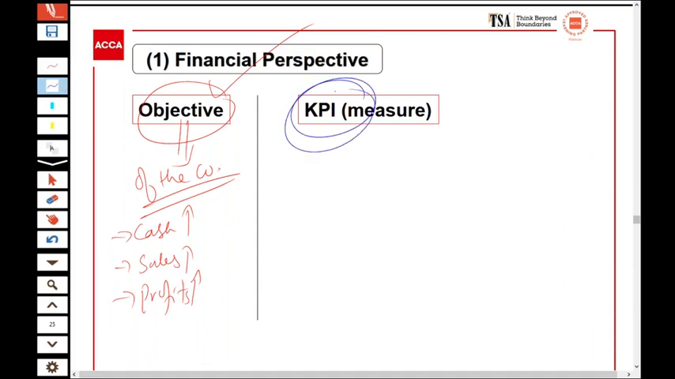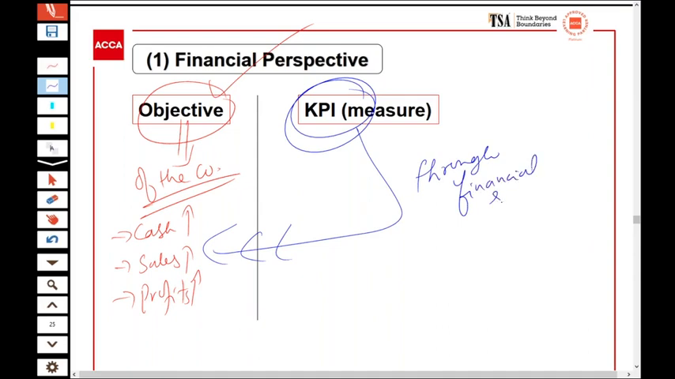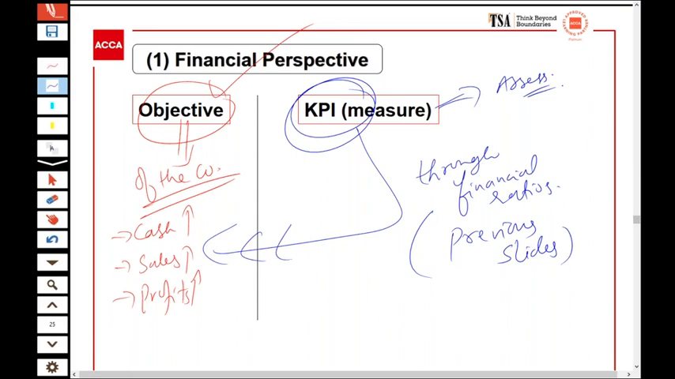And what is the KPI? That means the measure. How will you measure whether these objectives have been achieved or not? The simple answer is through financial ratios, from the previous slides which we had done. Through financial ratios, you can assess and evaluate whether your financial objectives have been achieved or not.